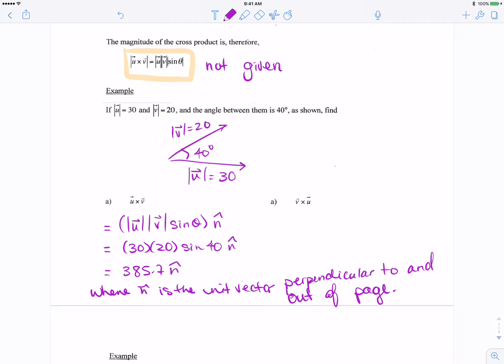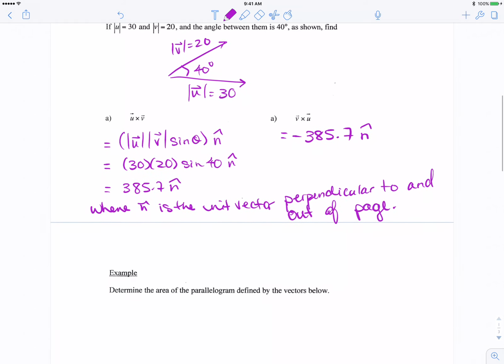The opposite, if I have v cross u, will be the exact same magnitude, but it's going to be negative in value. Denoting that it will go into the page, down instead of up, but still perpendicular. Okay, so that's the easiest you'll see for cross product because we're going to go into doing some actual cross products.